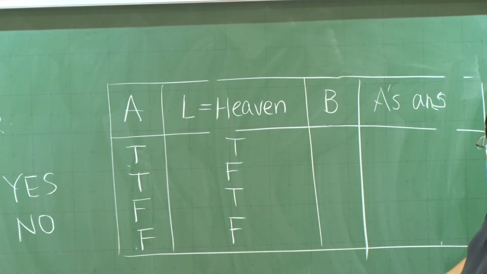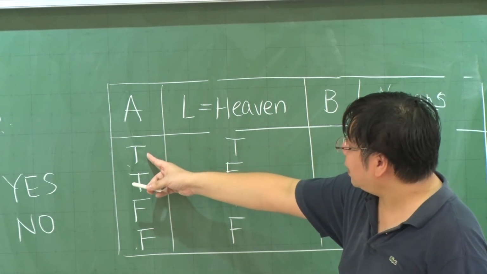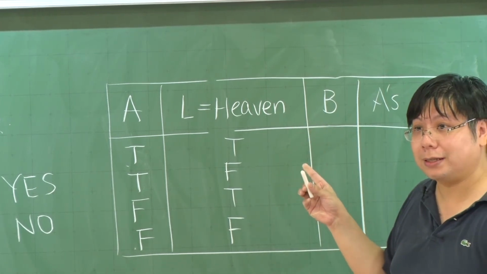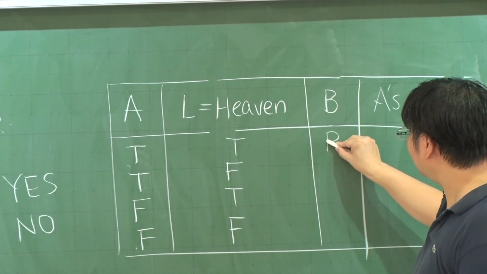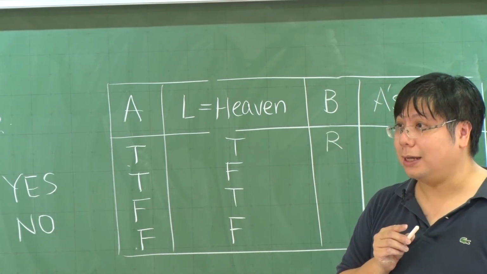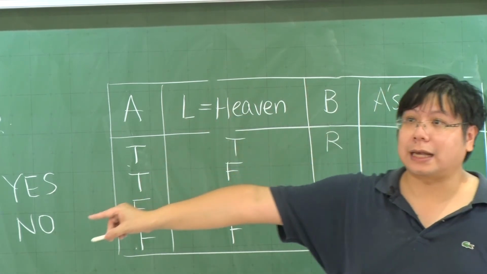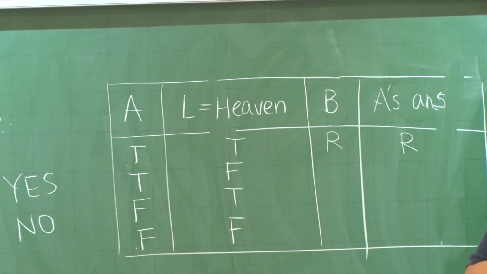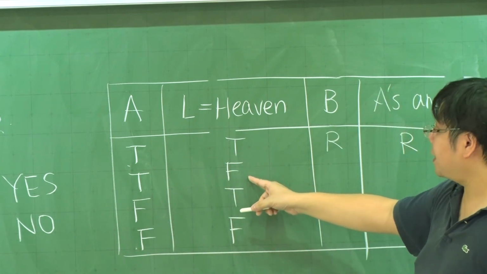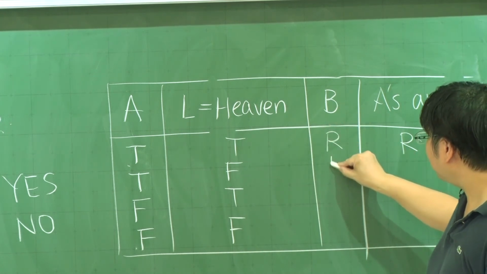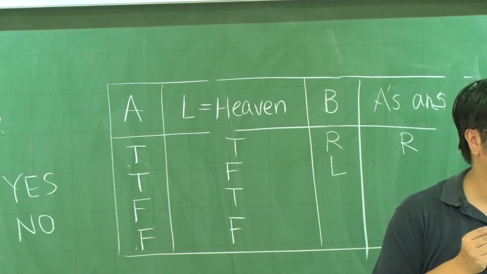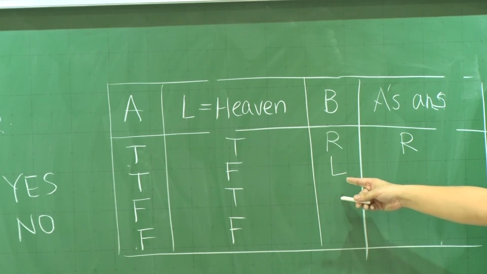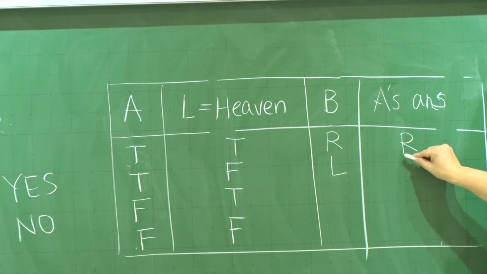Very good. So if A is true type and the left side is heaven, then B will say the left side is not heaven. B will say right, you should go to the right side. And then A will answer exactly that, because A is a true type and knows B's answer is right. If A is of true type and the left side is not heaven, then B's answer will be left, because left is not heaven so he's not going to tell you where heaven is. So he will tell you L. And then A's answer will be L.